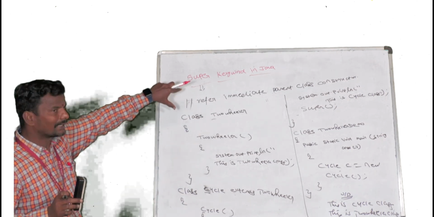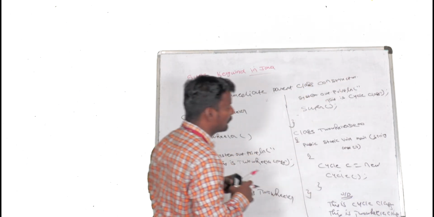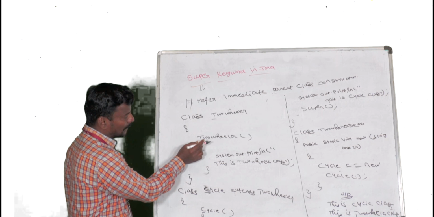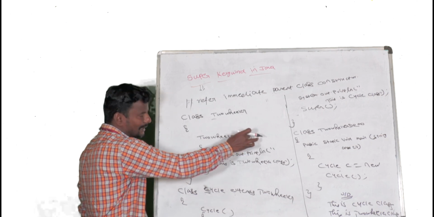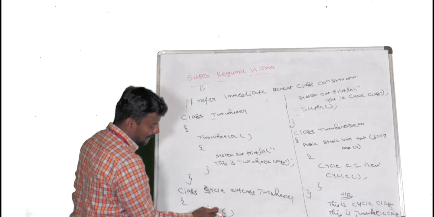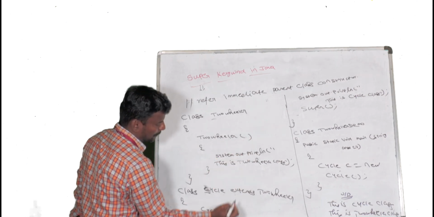So what is the third usage? That is referring to the immediate parent class constructors. How do we refer to them? Here we have defined two constructors, and here also there is constructor overriding. That is a no-argument constructor, and here also a no-argument constructor. So there is no parameter.